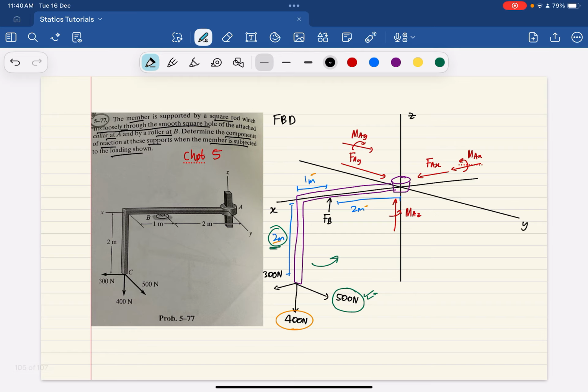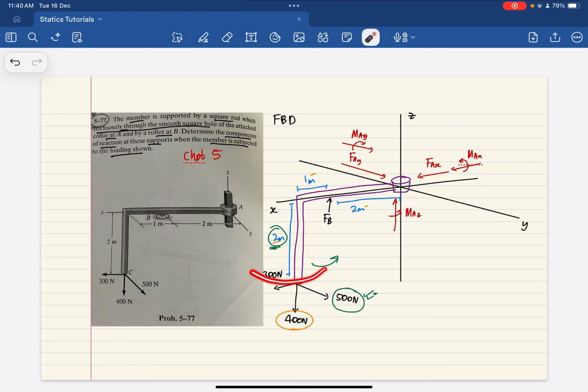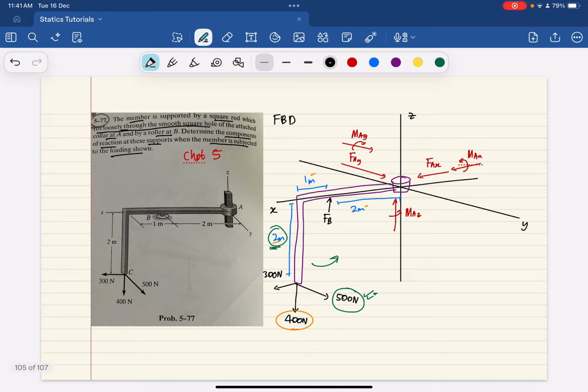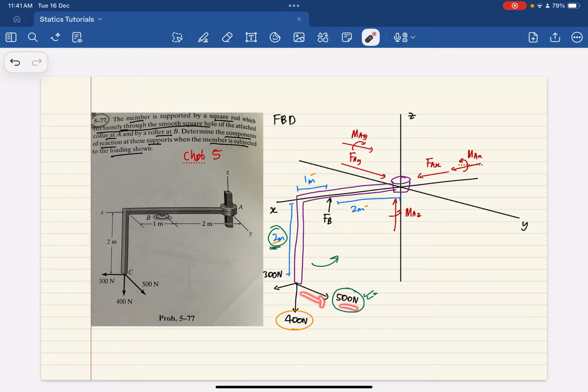Besides that, this 300 Newton also is in the x-axis, and the 2 meters in the z-axis, so this one also is going to create a moment along the y-axis, and this is going in a clockwise direction, and as a result it'll be negative, so it'll be negative 300 times 2. Any more forces? Yeah, there is one more force I actually haven't considered. 500 Newton is going in the y-axis, so it will not create a moment there.